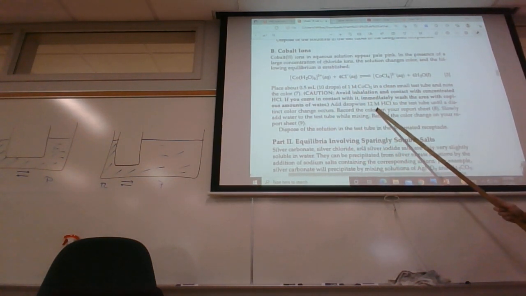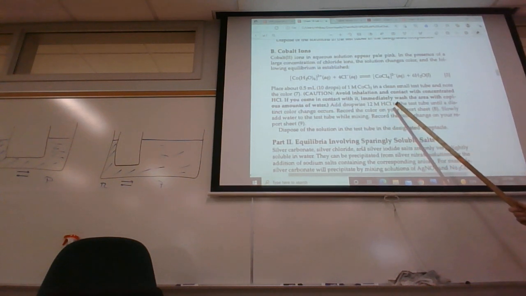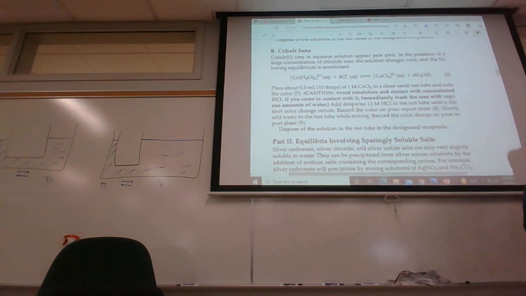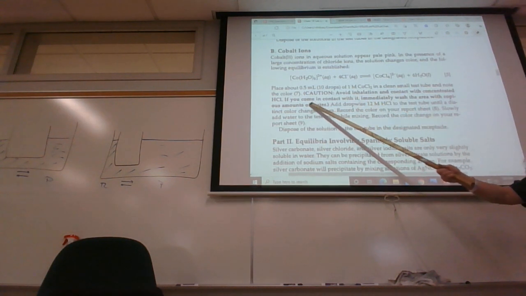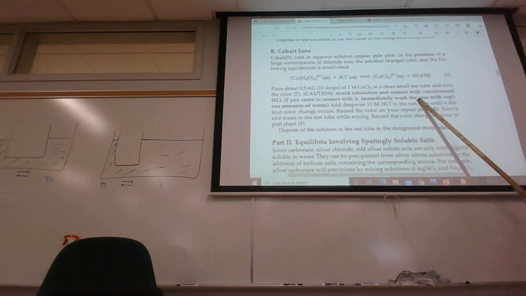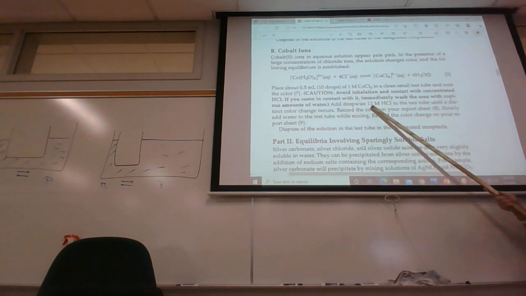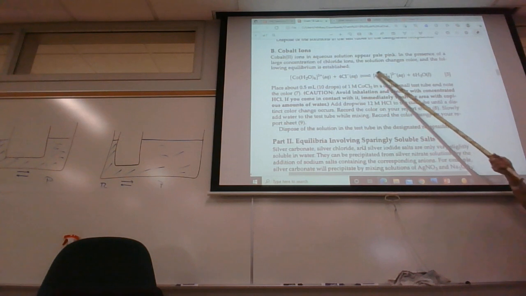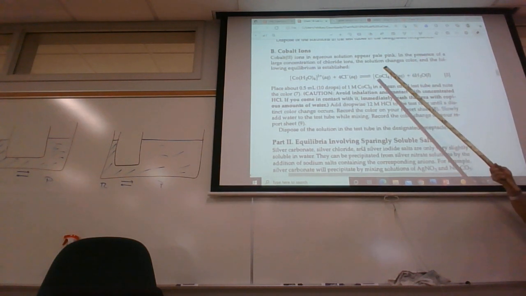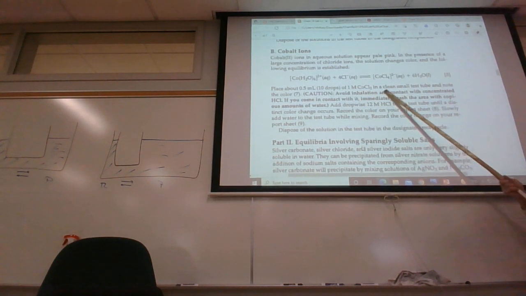The chloride we're going to add is 12 molar. 12 molar is concentrated stuff. 6 molar is considered dilute. Avoid inhalation and contact with concentrated HCl. If you come in contact with it, immediately wash the area with copious amounts of water. And so we're going to add this dropwise and see what the change is. If you don't notice a change, just keep adding more and more until you see a change.